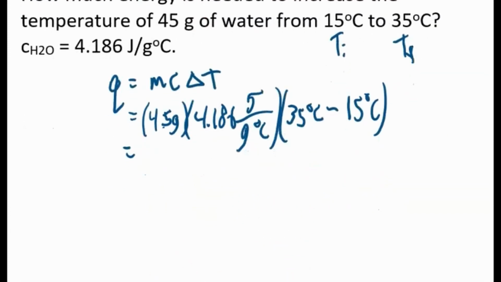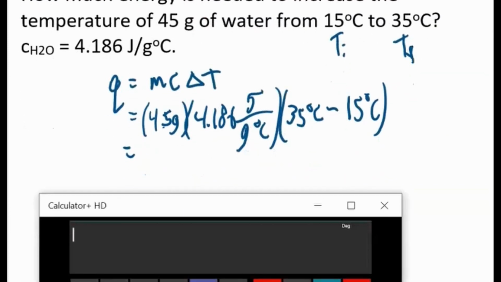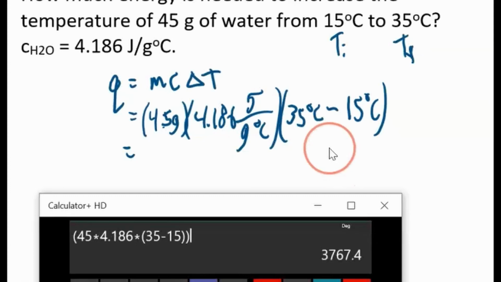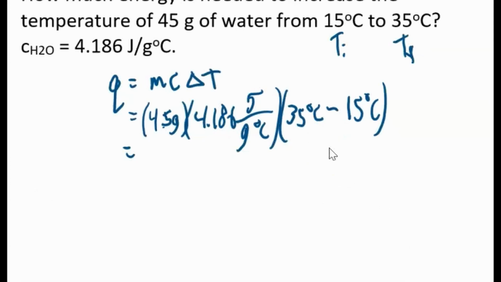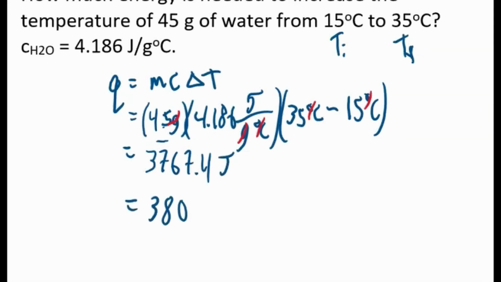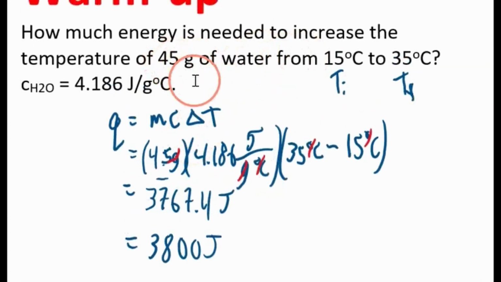And we'll plug that into our calculator. 45 times 4.186 times 35 minus 15, and that looks good. 3767.4, but we only have two sig figs. And let's see if our units work. Grams cancel, degrees Celsius cancel, so this is in joules. So 3,800 joules of energy as heat is required to increase the temperature of this water.